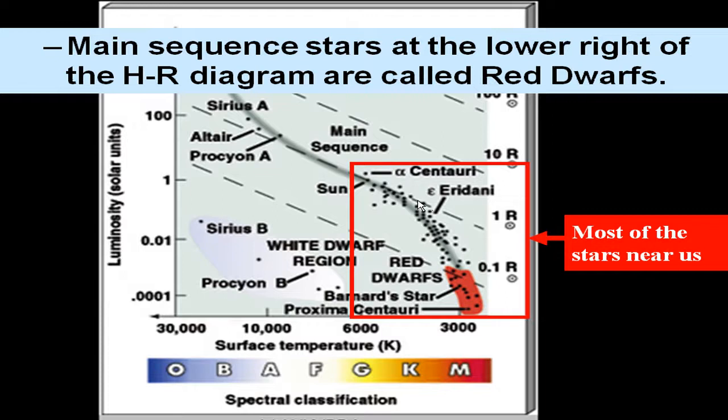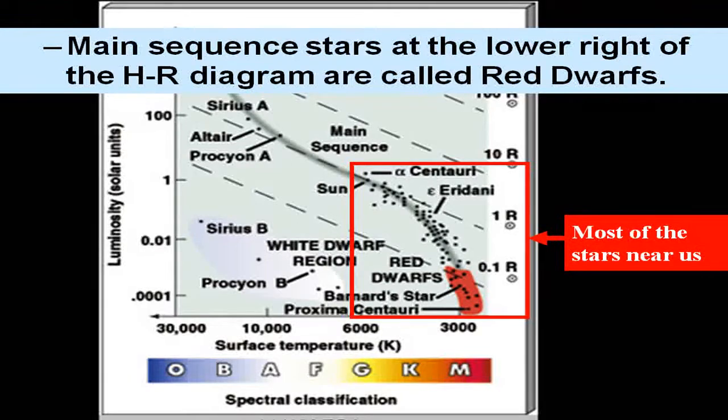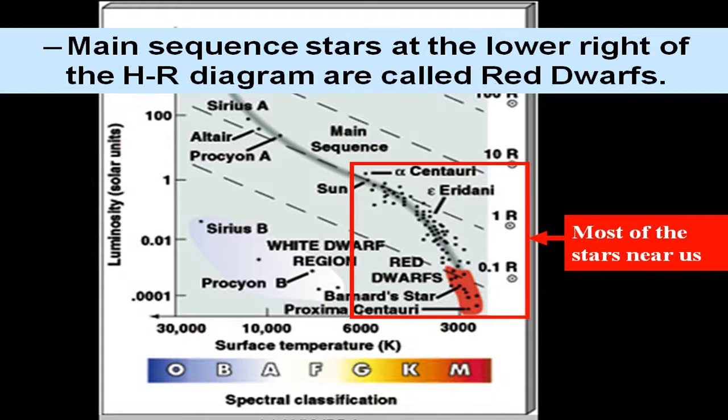Main sequence stars on the lower right are called red dwarfs, and actually most of the stars in the sky are red dwarfs. Now, you can't visually see them because they are below the visual range to be seen. But indeed, most of the stars out there are indeed red dwarfs, and you can't see them. They're below the visual range. You might be able to see them if you could see in the infrared.